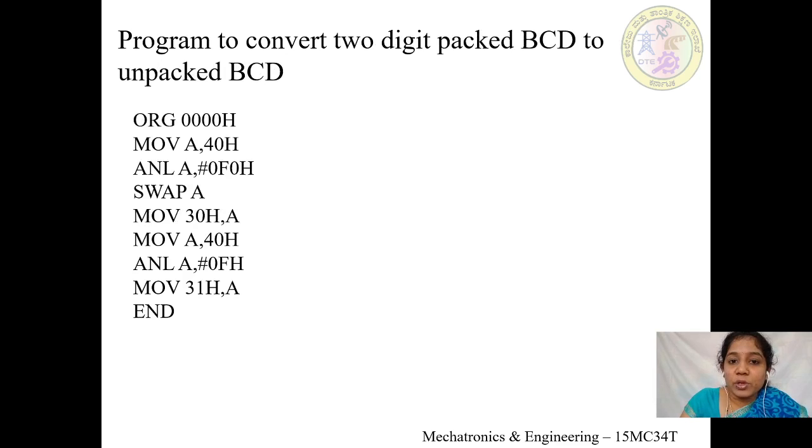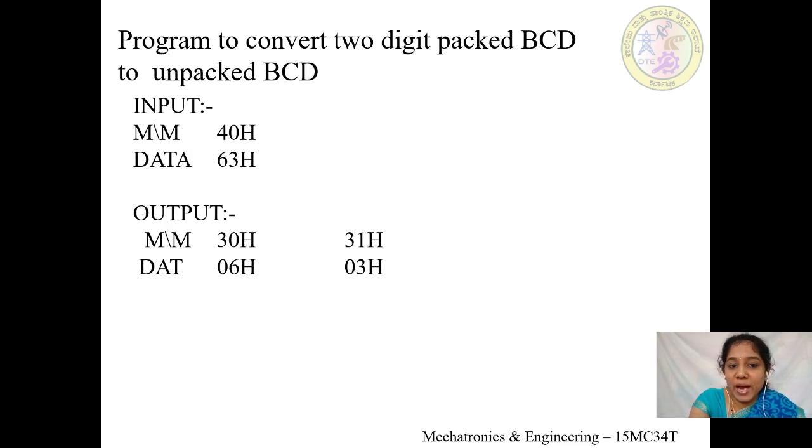Next is the program to convert 2-digit packed BCD to unpacked BCD. So here they will give you packed BCD. Say for example, they will give you 63 and you have to convert that to 6 and 3. So how will you perform? Yes, first you have to take the first data, that is 3. How will you extract 3 from 63?